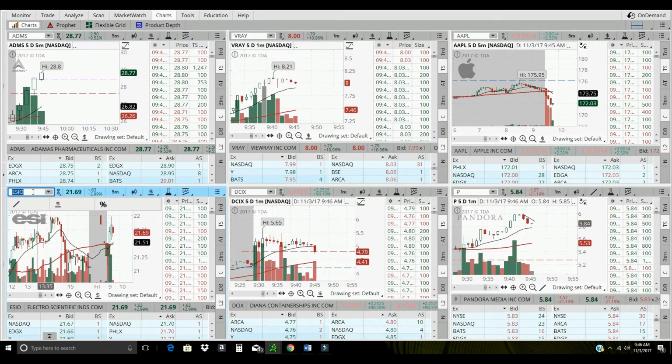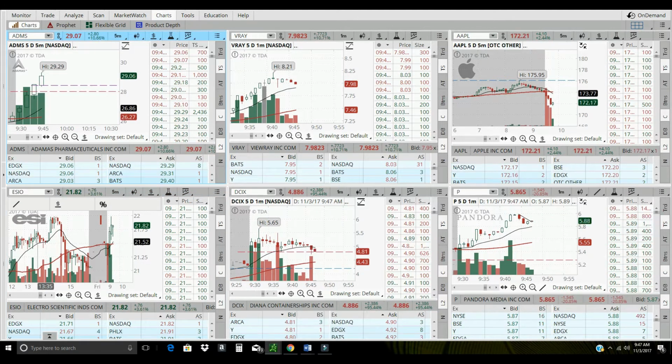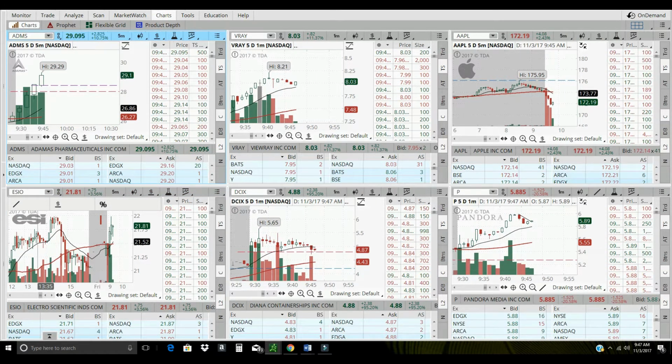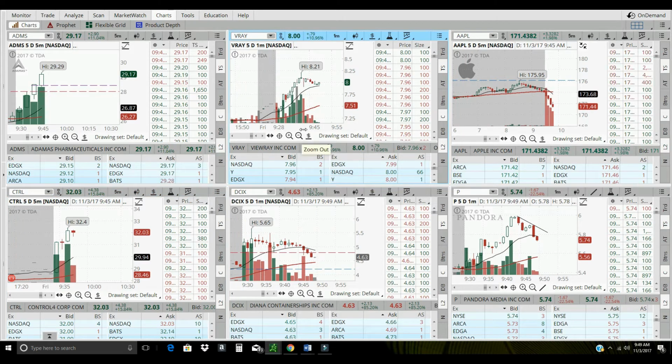I'll take another half off, so 250 shares around 29 on ADMS. Stop is at 28 bucks. So I'm gonna sell another half. Filled at 29.10. Still long ADMS, 250 shares in that.